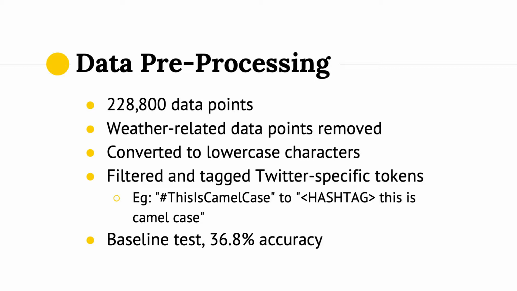A baseline test that we use in order to evaluate the efficiency and accuracy of our machine learning models is the maximum probability you can achieve solely by guessing. In our case, it's 36.8%, because the most common weather type was clear, appearing 36.8% of the time.